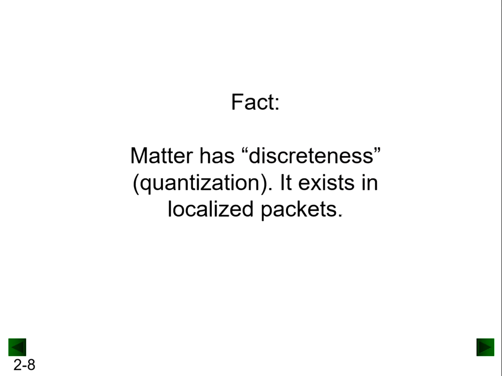So we have the final fact that we now know to be true, and we can observe and have verified with a variety of different methods. Matter has discreteness, that is, quantization. It exists in localized packets. And while that seems like something that's commonly accepted nowadays, this is an extremely important fact.